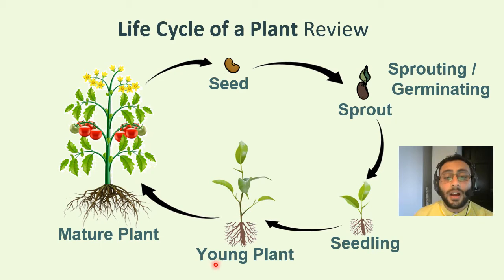And then we call it a young plant. So from seedling to young plant. Now, the young plant, as you can see, has no flower and no fruit. So when it starts to have flowers and fruits, we call it a mature plant. You see, they have fruits, right? The fruits have seeds, and we begin from the first step. This is the life cycle of a plant.